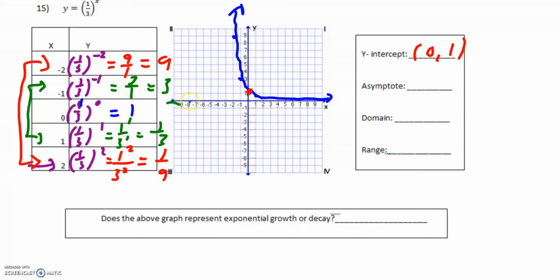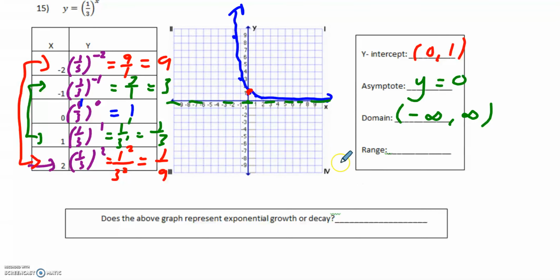The asymptote, or the line that I cannot cross, is again a horizontal line, which is always y equals, specifically y equals 0 this time. That's the line I can't cross. My domain is negative infinity to positive infinity again, because the graph goes all the way to the left and all the way to the right.